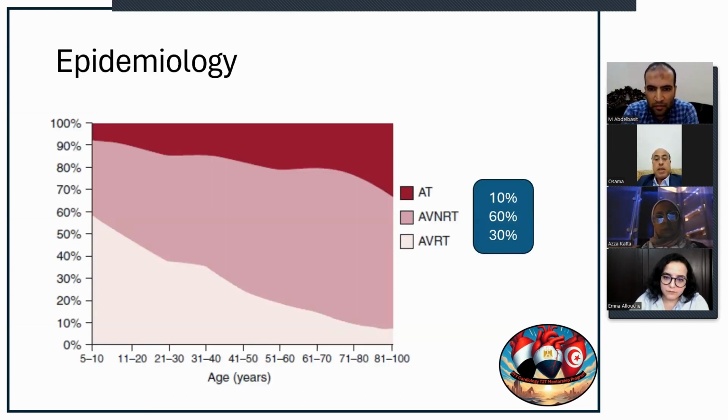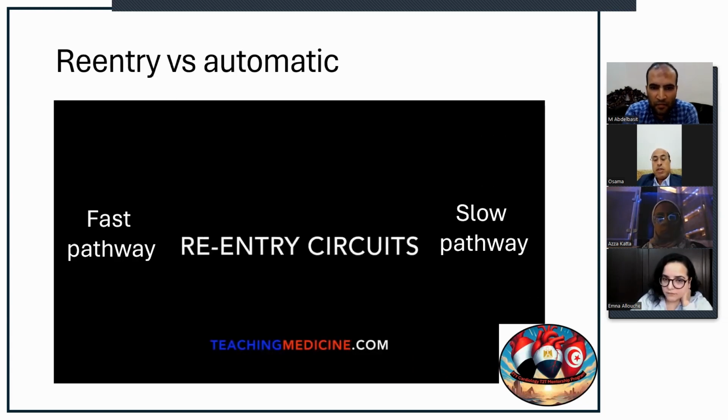The most common regular narrow-complex tachycardias are atrial tachycardia, AV nodal reentrant tachycardia, and AV reentrant tachycardia. The most common worldwide is AV nodal tachycardia, about 60%, then 30% AV reentrant, and the rest atrial tachycardia. It is noted that with age, AV nodal and atrial tachycardia increase in frequency, and Wolff-Parkinson-White arrhythmias become less and less frequent.